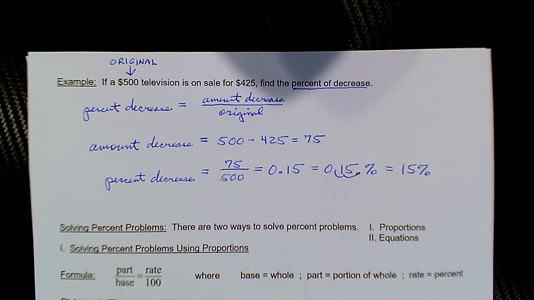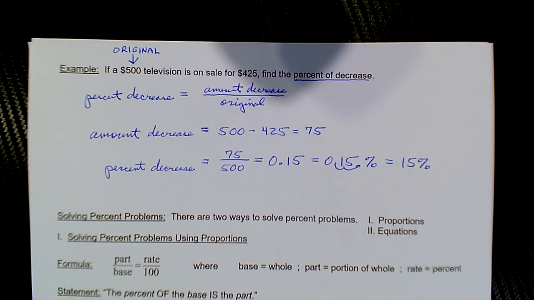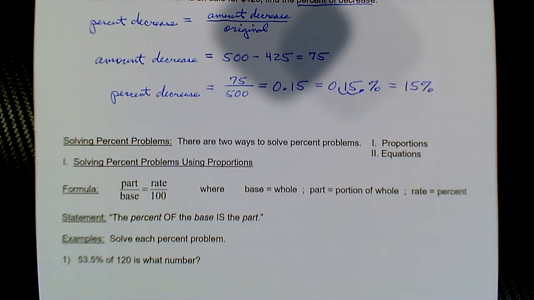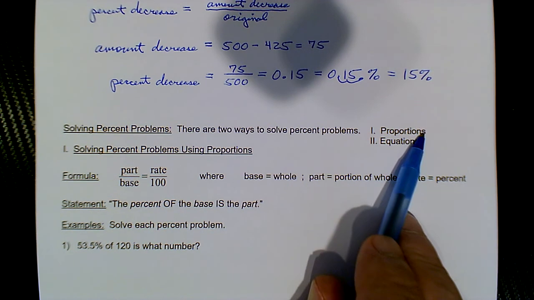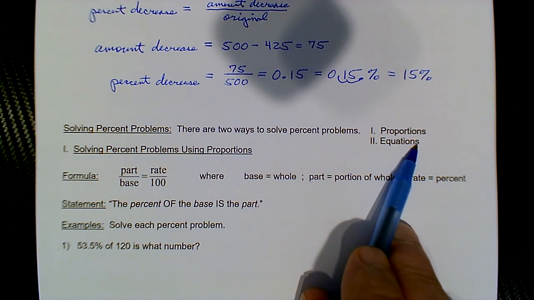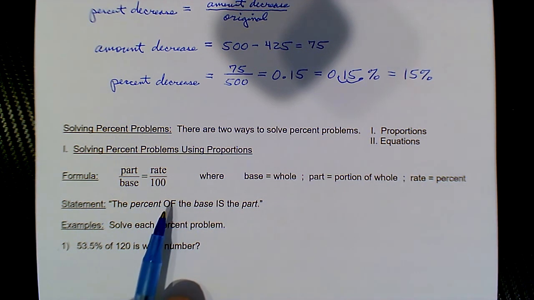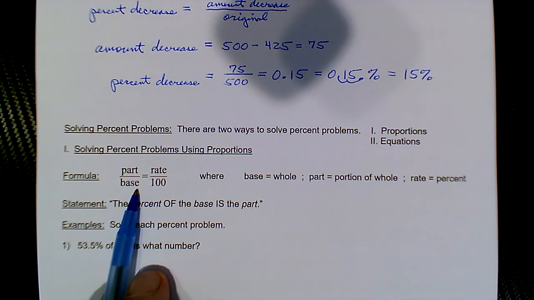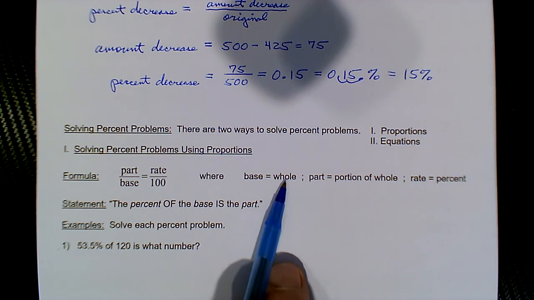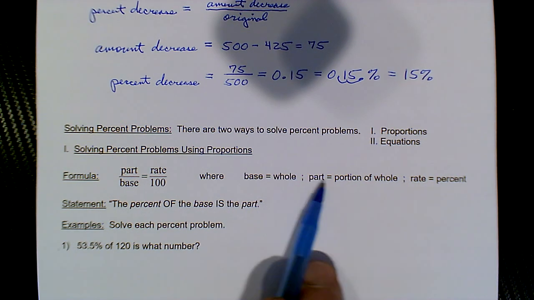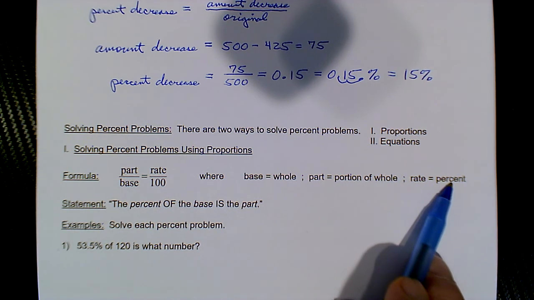Okay, so the next thing is to solve basic percent problems. And there's 2 ways to do it. You can use the proportion method or the equations method. And so we're going to show both methods, and I'm sure you've seen this formula before. We say part over base is equal to the rate over 100, where you have to think of the base as being the whole, the part as being the portion of that, and the rate is always your percentage.